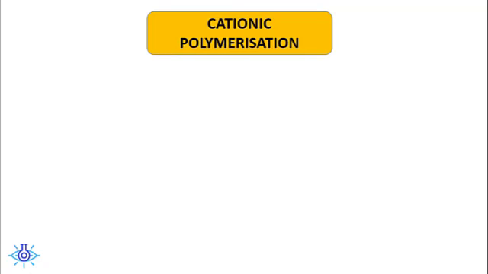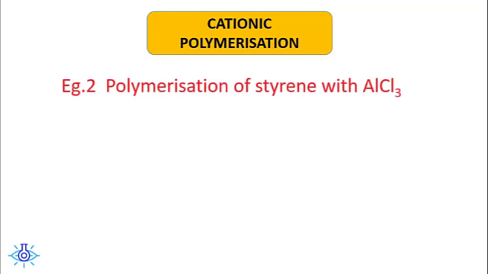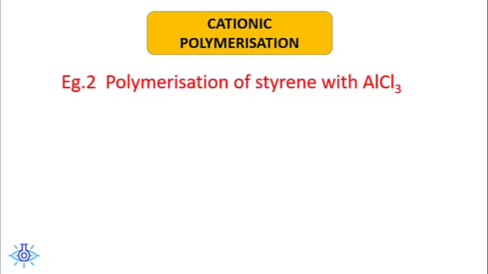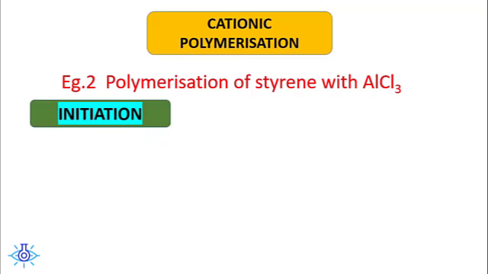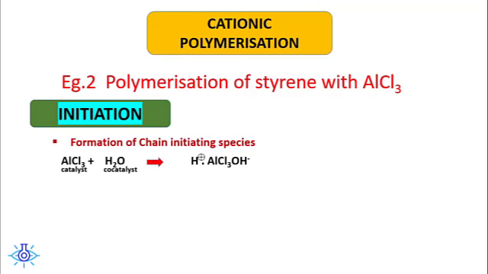Let us learn cationic polymerization using another example. Polymerization of styrene can take place by cationic mechanism with AlCl3. Actually, this type of polymerization takes place when there are electron donating groups. This cationic polymerization also takes place in three steps. The first one is initiation. Initiation involves the formation of the chain initiating species.